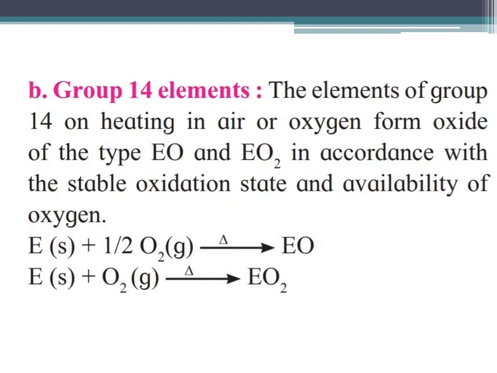Now my dear students, you all can see two reactions over here. In the first reaction, you can see that half molecule of O2 is being taken and it leads to the formation of EO. Whereas when an entire molecule of oxygen is being taken, it leads to the formation of EO2. Means if there is abundance of oxygen available, then it will lead to the formation of EO2. Whereas if the supply of oxygen is limited, then it will lead to the formation of EO.